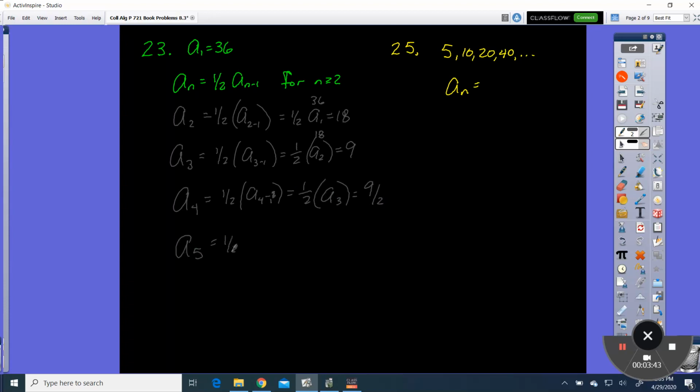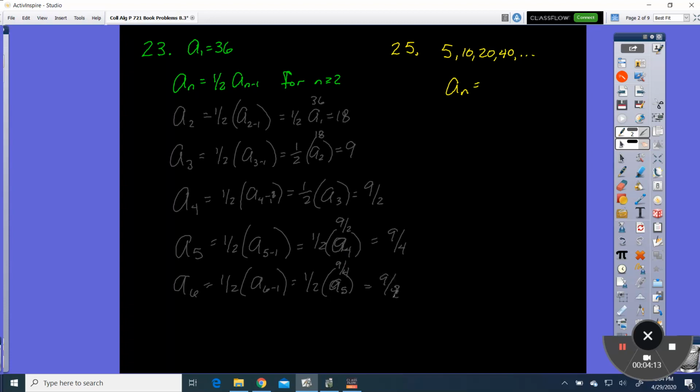a5 is half of a5 minus 1. Well, 5 minus 1 makes a4, so that's 1/2 of a4. a4 is 9/2, so that makes 9/4, because you multiply the 2 and the 2 together, and that gives you 4. a6 is 1/2 of a6 minus 1, which means it's just half of a5. a5 is 9/4, so 4 times 2 is 8, which makes 9/8.